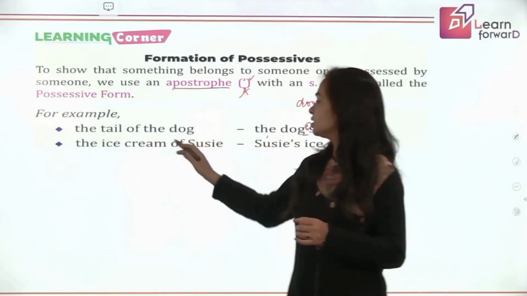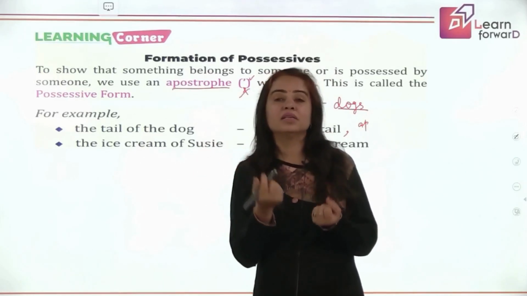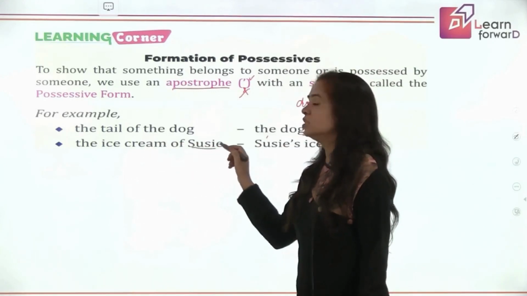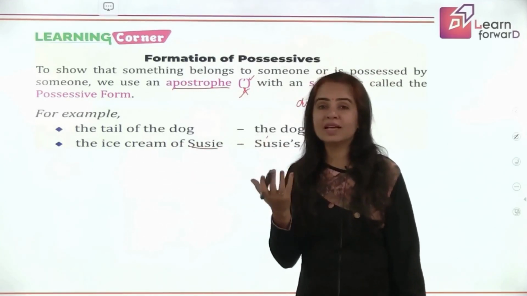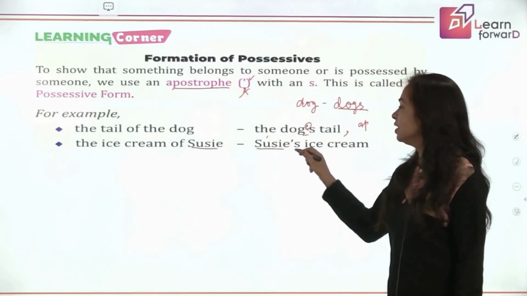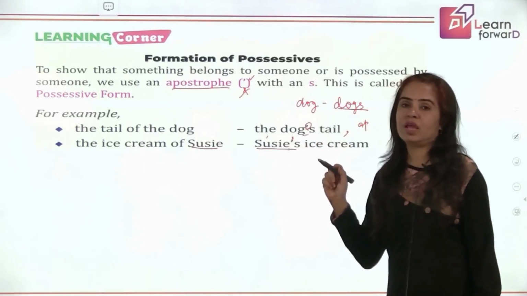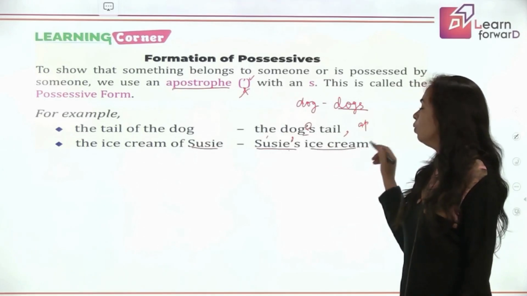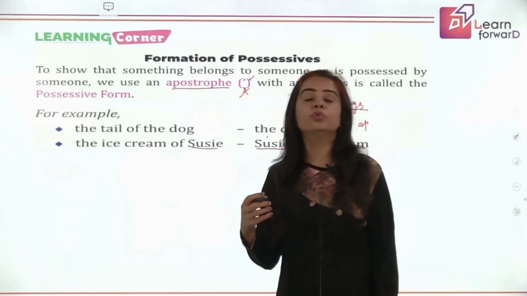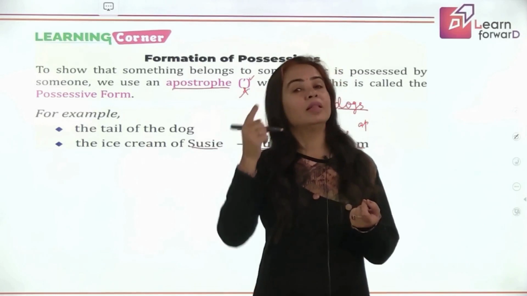Now, the ice cream of Susie. Susie is having an ice cream that belongs to her, that is in her hand now. She is eating that. So, the ice cream of Susie means Susie's ice cream. Whose ice cream? Susie's. With this word, you will write apostrophe S. And then you write what thing you are talking about. So the first way is to put the question whose, and the word that gives you the answer will come in the beginning.